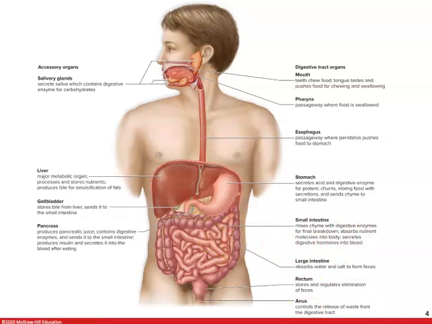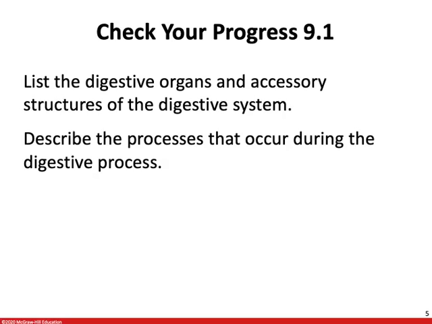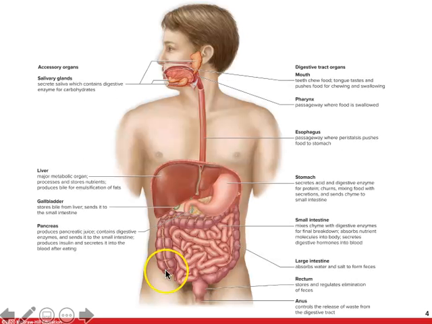All right, so you should be able to list the digestive organs and accessory structures of the digestive system. We just kind of went through the process of digestion. We're going to hit all of those different organs in greater detail in our next section, so I just want to mention them briefly, but do spend a little bit of time with this diagram. You should be able to cover up both sides of this image, cover up all the words here, and just talk through what's happening.